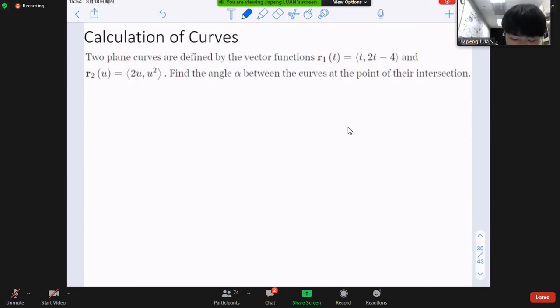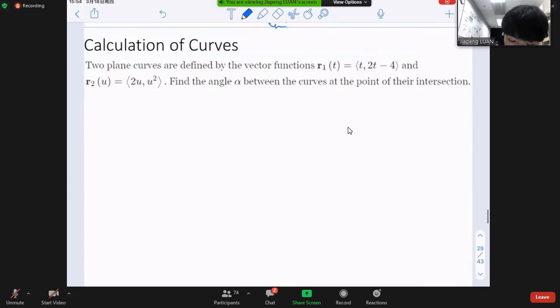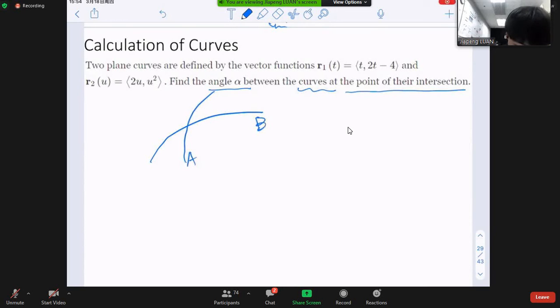Okay, this problem wants you to calculate the angle alpha between the curves at the point of their intersection. So if you draw a sketch like this, this is curve A and curve B, and then here is the angle. So what is this angle? Actually, you need to first calculate the tangent unit vector of curve A, and then the tangent unit vector of B. And the angle between these two vectors is actually alpha, right?